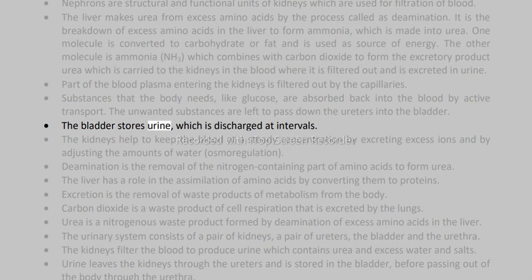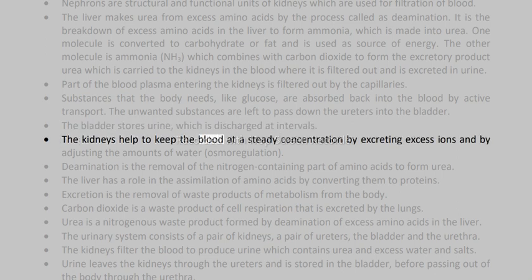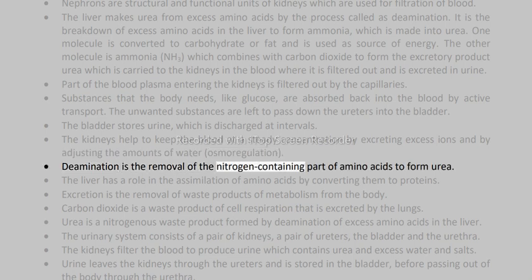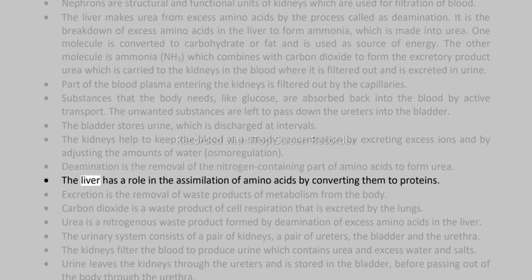The bladder stores urine, which is discharged at intervals. The kidneys help to keep the blood at a steady concentration by excreting excess ions and by adjusting the amounts of water, osmoregulation. Deamination is the removal of the nitrogen-containing part of amino acids to form urea. The liver has a role in the assimilation of amino acids by converting them to proteins.